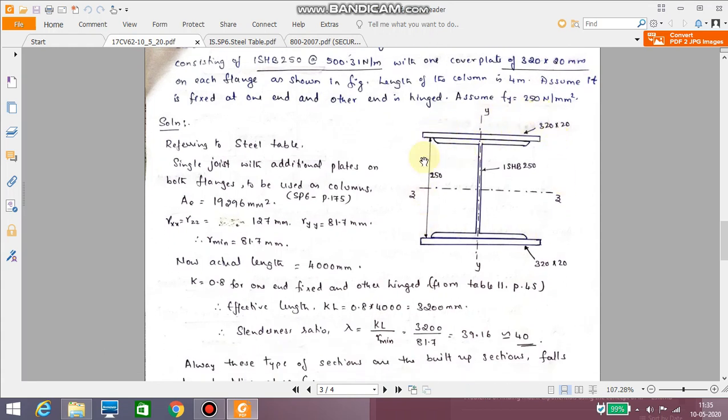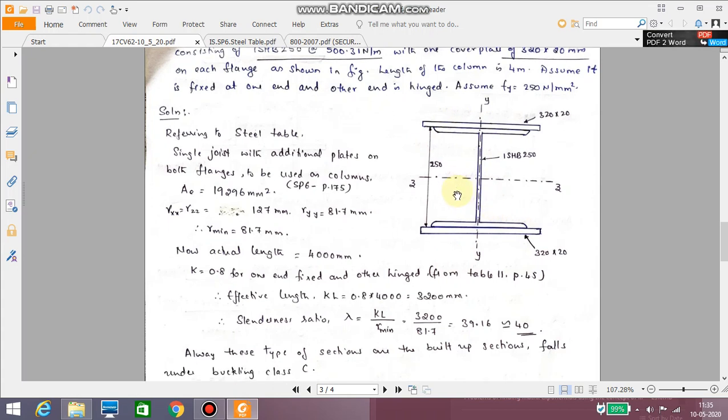This is how the column looks. This is a built-up column consisting of two cover plates at the flanges of an I section. In the steel table, especially the SP6 that I have shared, on page number 175, we get all the properties related to this built-up section. Always, the built-up section in the case of buckling class falls under buckling class C according to table number 10. Now let us go with SP6 for ISHB 250.